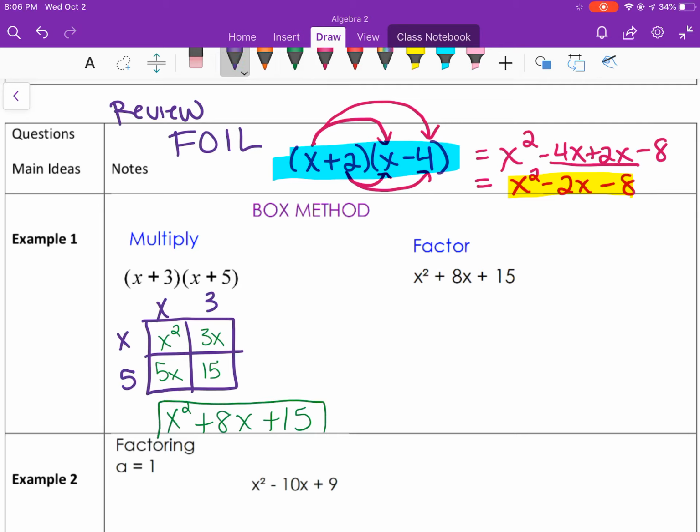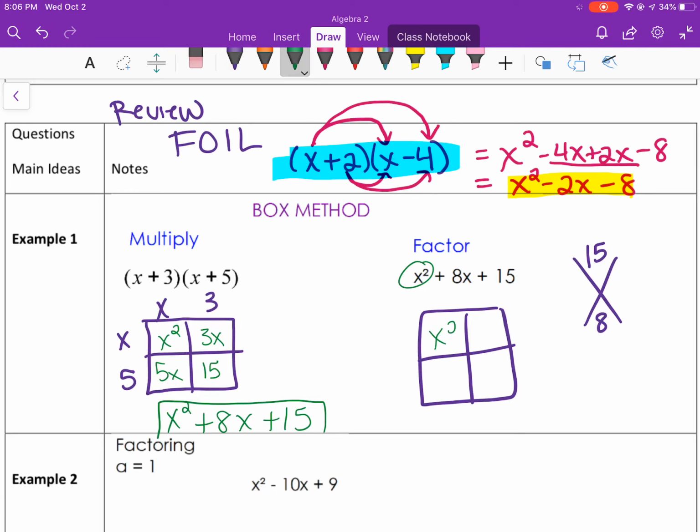Then factoring with the box, well, you say to yourself, what do I have to multiply to get 15, but it has to add up to 8? So basically, I know that I'm going to have my x squared term right here, and I know that my 15 term goes right here, and then I know the middle two have to add up to 8x. So what multiplies to 15 and adds up to 8? Well, 3 times 5 is 15, and 3 plus 5 is 8. So then I know that I'm going to have a 3x here and a 5x here. They add up to 8x.